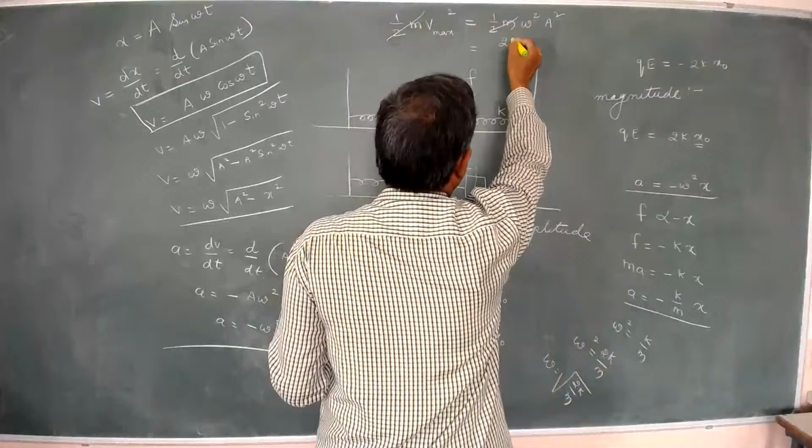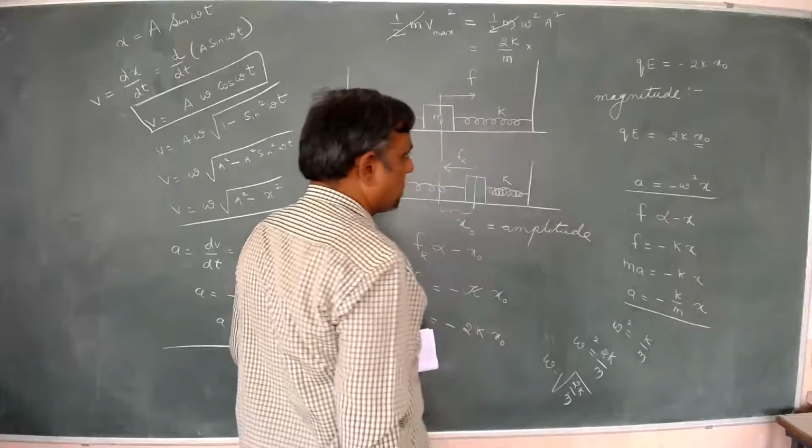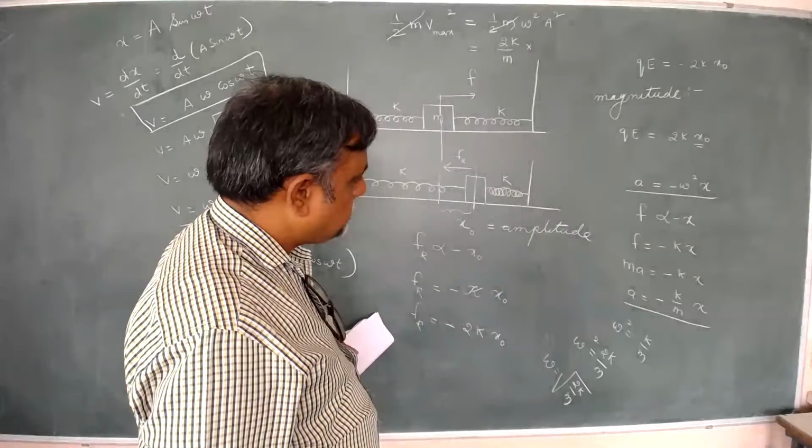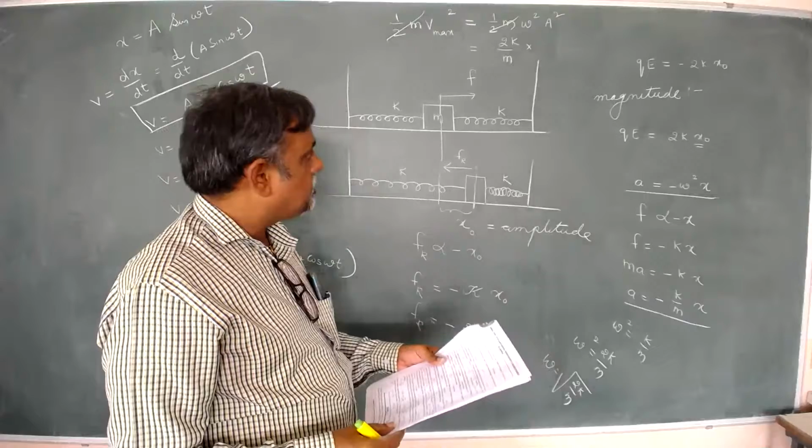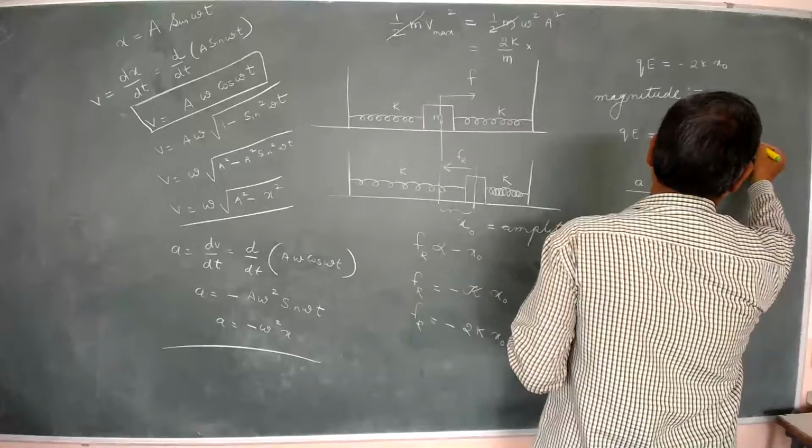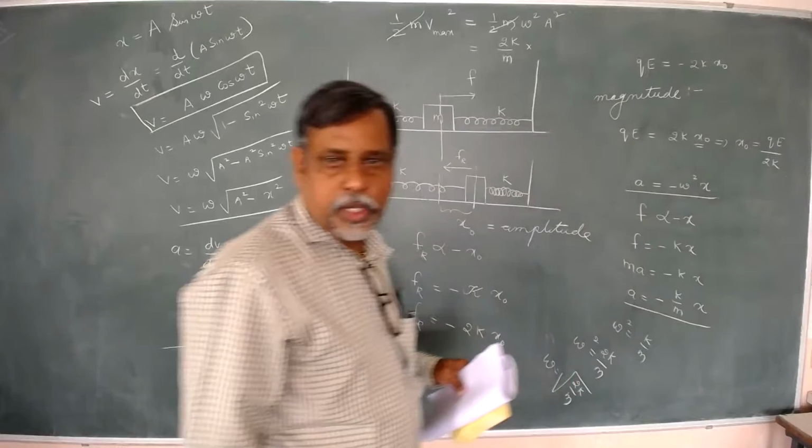A in the sense of amplitude. So what is the amplitude? The amplitude equation we have somewhere here. Is the amplitude given in this equation? X naught, look at this. This only is the amplitude. So X naught is equal to QE by 2K. Right.